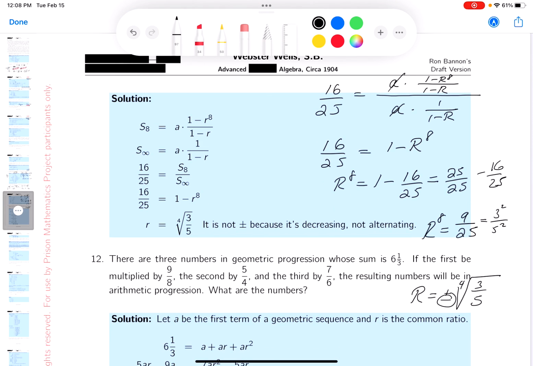So the answer is, again, if R were negative, it would alternate. R is the fourth root of 3/5. That's the only answer. Is that listed for me? It sure is. And again, why is that? If R were negative, the series would go back and forth, alternating. In other words, some numbers would be bigger than the others as we go down the list. All right? Thank you.